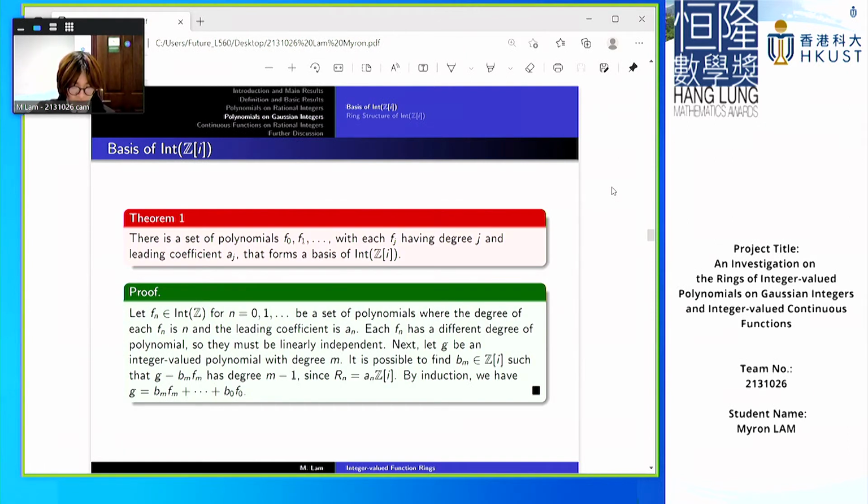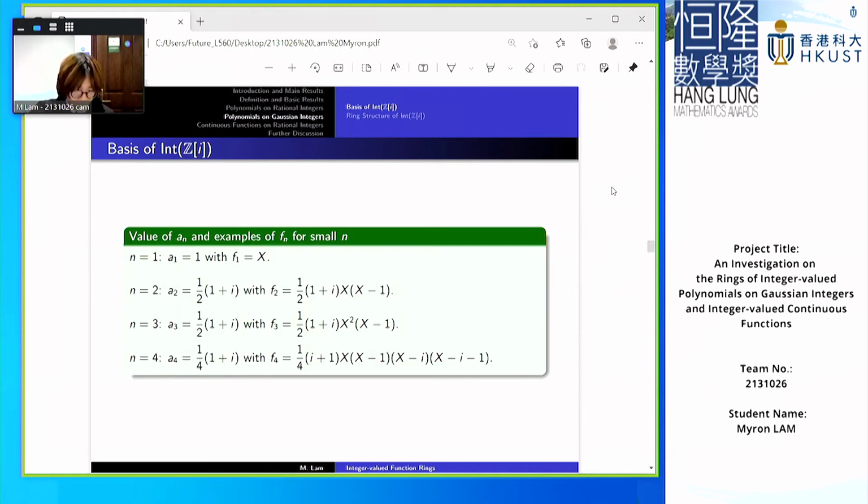By definition, for each a_n, there exists f_n, an element of Int(Z[i]) with degree n and leading coefficient a_n. Since they have different degrees, the set of polynomials f_0, f_1, and so on are linearly independent. By induction, every integer-valued polynomial with degree m can be written as a linear combination of f_0 up to f_m, and in other words, the set of polynomials forms a basis. Some values of a_n are listed here along with the corresponding basis functions f_n.